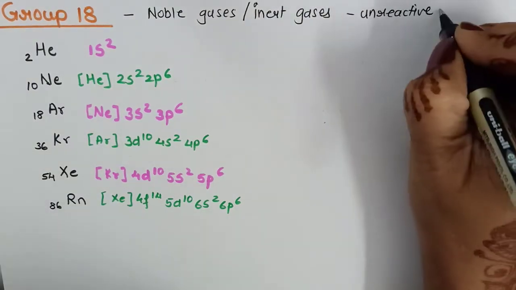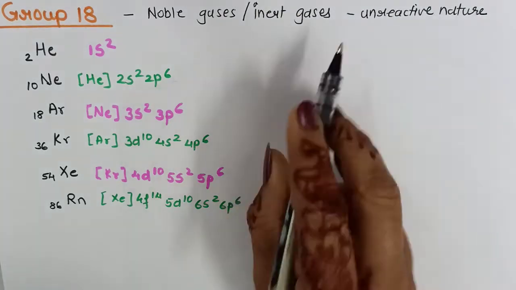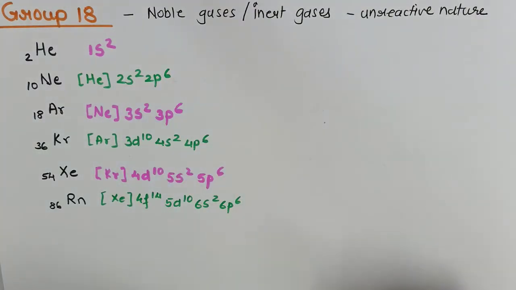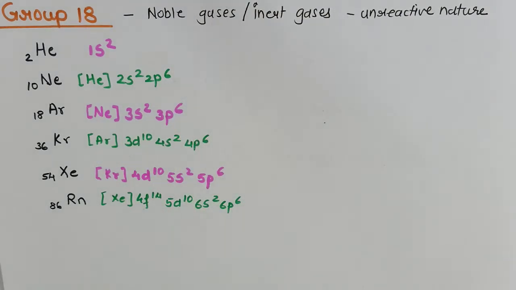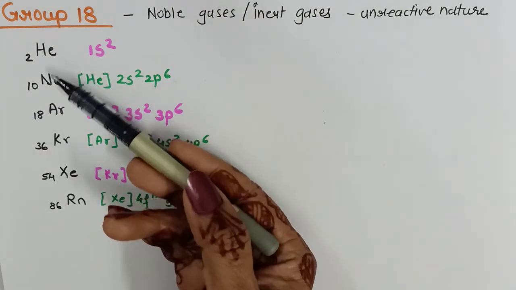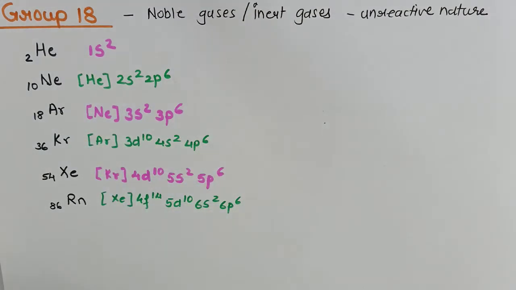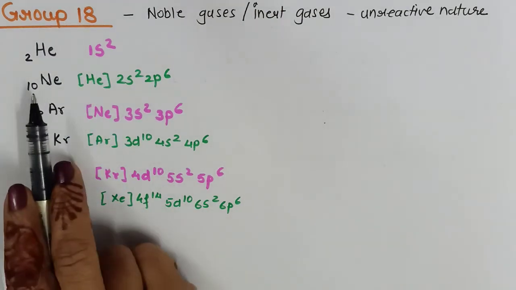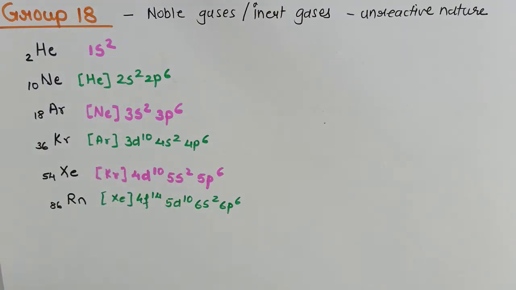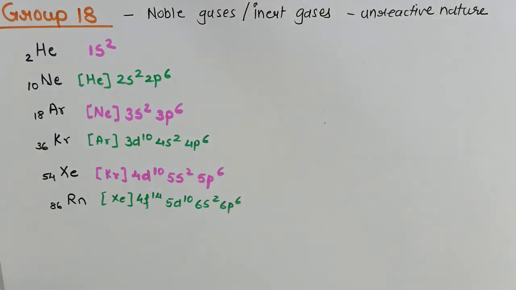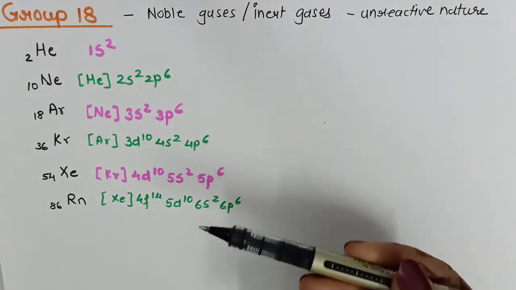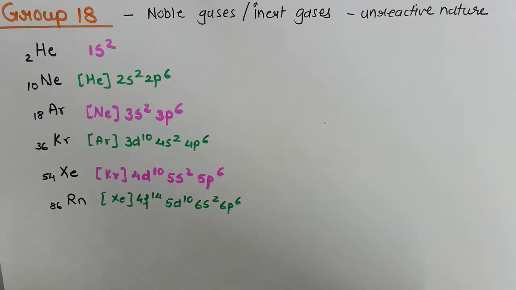All these gases do not react with any other element and therefore the name inert or noble is given to them, and all exist in gaseous state, therefore the name noble gases or inert gases is given. Now the elements of group 18 are helium, neon, argon, krypton, xenon and radon. Helium shows completion of the first principal quantum shell. Neon represents the completion of the second principal quantum shell. Similarly, argon, krypton, xenon and radon represent the completion of, that is the filling of electrons in, the third, fourth, fifth and sixth principal quantum shell.